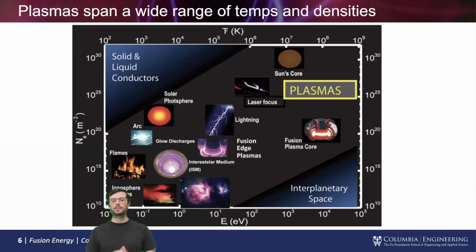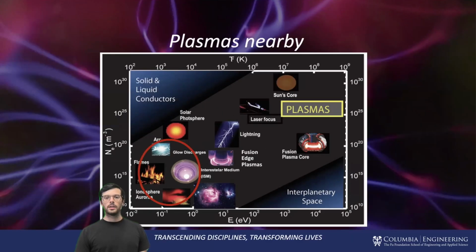We'll move around, and I'll come back to this image quite regularly to talk about where we're going to go next. So right now we're going to talk about plasmas nearby. These are things kind of around us in our world. And you can see these red circles. I'll redo every section. So low energy, middling density.